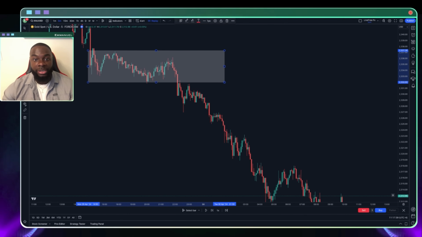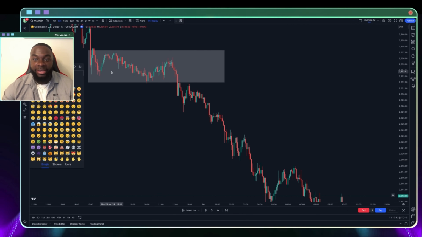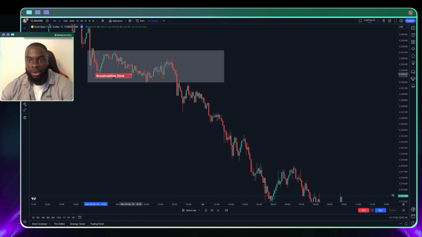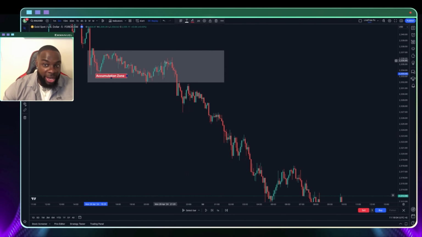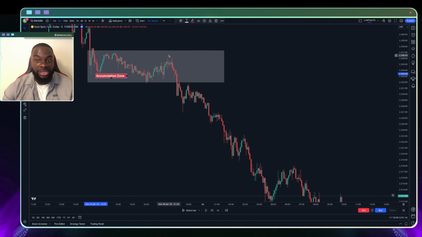You have an accumulation zone right here. Orders came into the market, and it didn't distribute right away. Call this the accumulation zone. Why? Because price was simply moving sideways, right? It wasn't a strong accumulation zone. It wasn't massive, but this is still good enough, right?